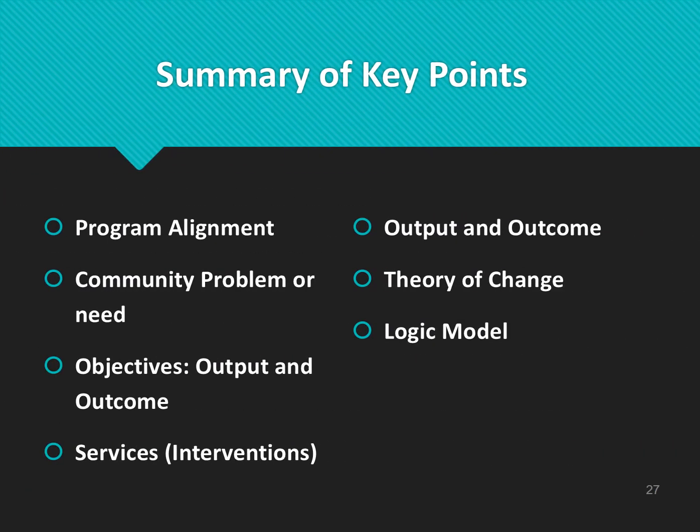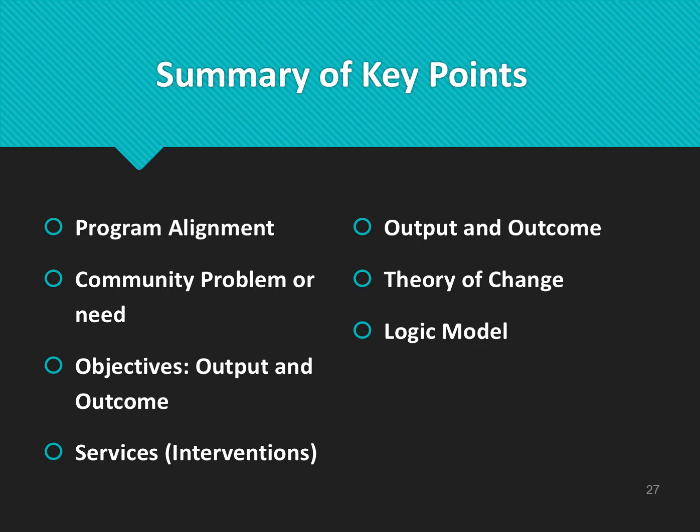To summarize the key points of this module: program alignment, the process of ensuring that all aspects of your program, resources, objectives, and services, which are the interventions, address the specific community needs that you have identified and will result in the outcomes you want to achieve. Problem is the negative condition that exists in the service area proposed, while the need explains the scope, significance, and cause of the problem.